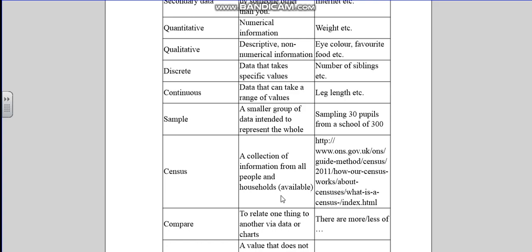Okay, so it's when you take the data from everybody in that population that you're looking at. So an example is every 10 years the government do a census on all sorts of information, but everybody in the country has to take part. So it's getting all the data about absolutely everybody. Okay, a sample is only getting data from a small group to see if that represents the whole population.